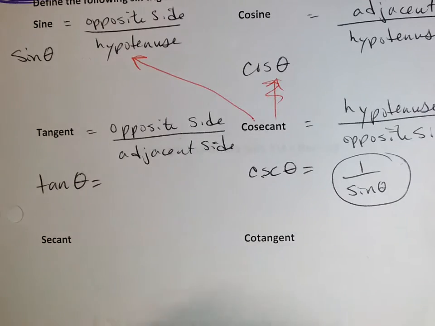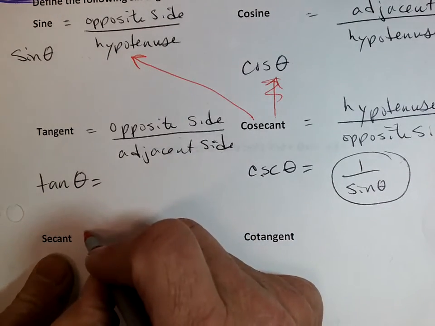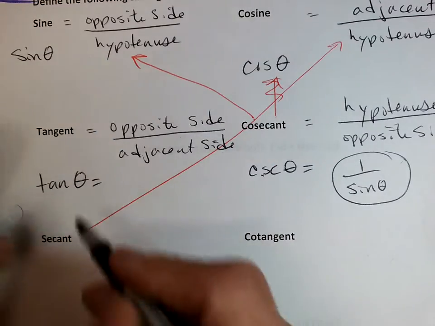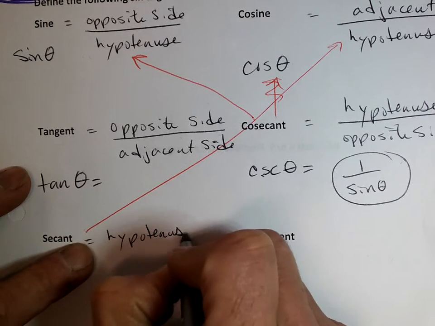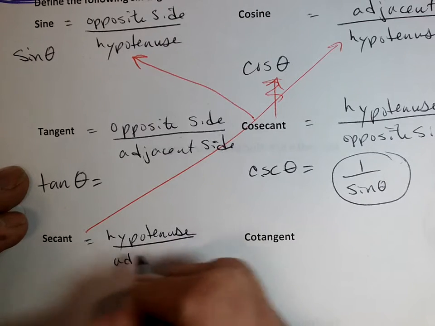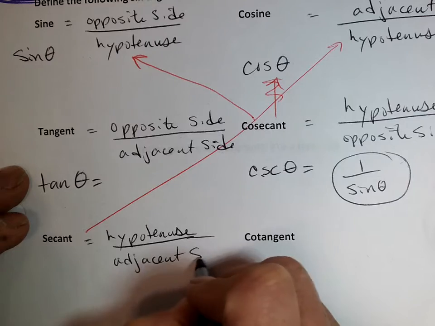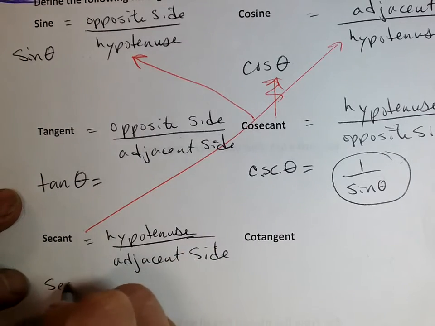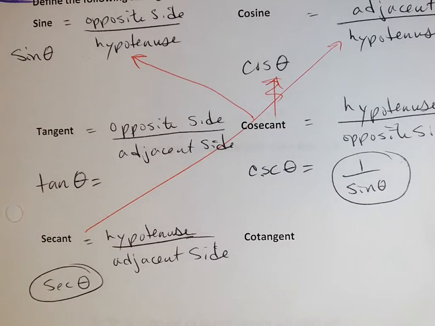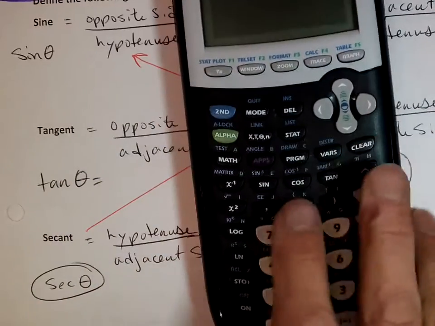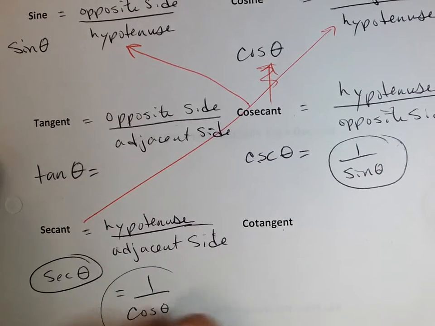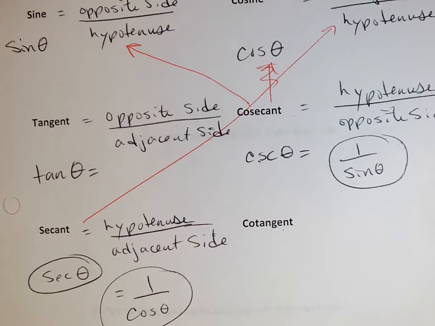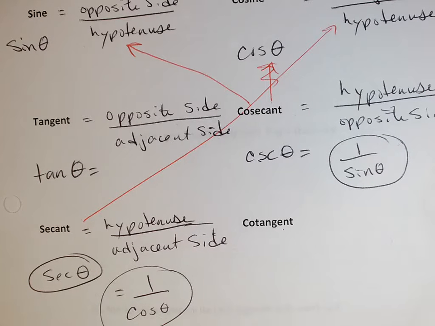Now, secant is the opposite of cosine. So it's going to be the hypotenuse over the adjacent side. And it's going to be SEC theta. There's no secant button at all. So if we need secant, it's just going to be 1 over cosine of theta. If you need to use your calculator, there is no secant button, but you're just going to go 1 over cosine.